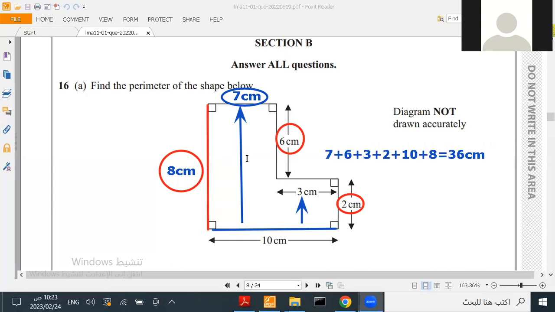So first, we finished all the sides. We found the missing sides by looking at what's in the opposite side of them. And after finding them, we add all the sides together and we will get the perimeter of the shape. And this is how you answer question 16A. Now let's move on to another question.